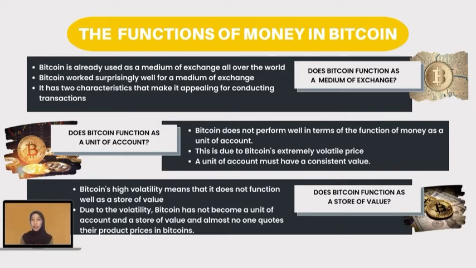Number two, does Bitcoin function as a unit of account? Actually, no. This is due to Bitcoin's extremely volatile price, which is estimated to be more than 7 times that of gold and 8 times more than the stock market index.